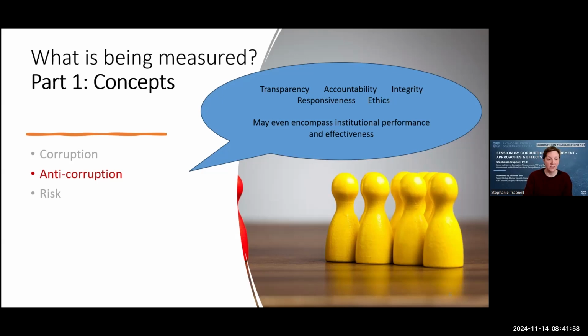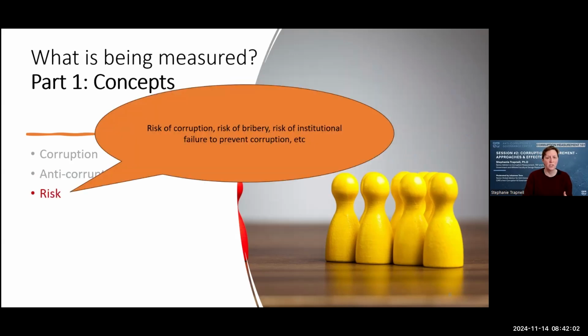And then we have this idea about risk that has come to the fore in probably the last 5 or 10 years. And it's about the risk of corruption or the risk of bribery. Basically, it's the risk of institutional failure to prevent corruption. And it's been used very effectively in the procurement area. And we can talk about that a little bit later.